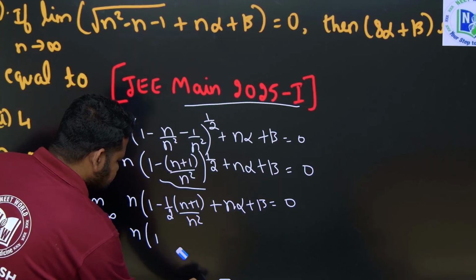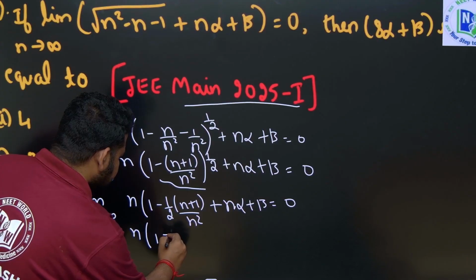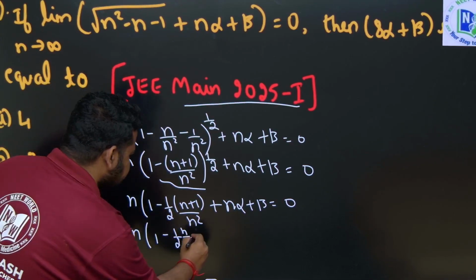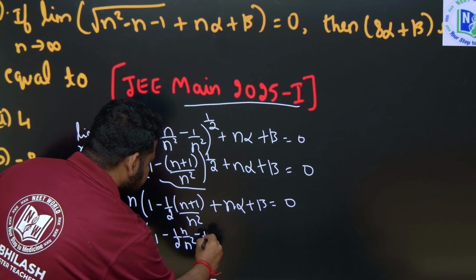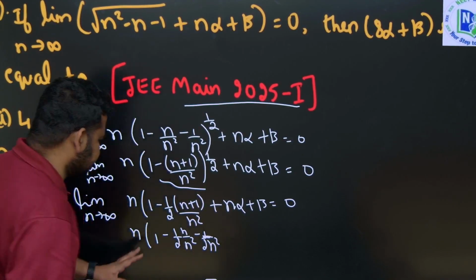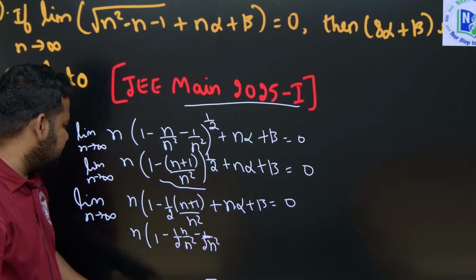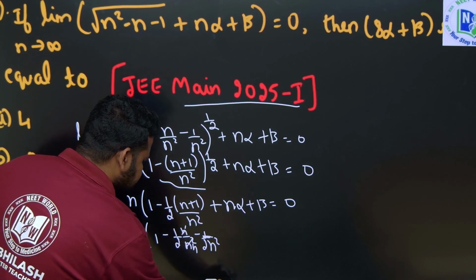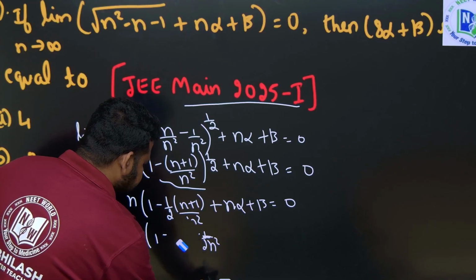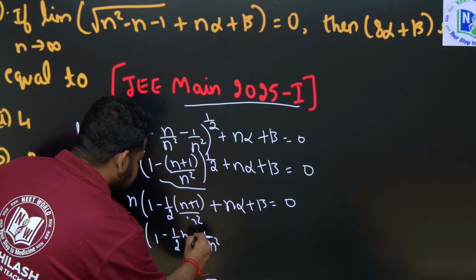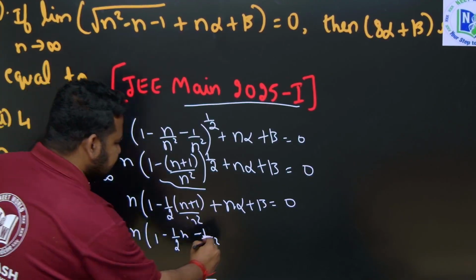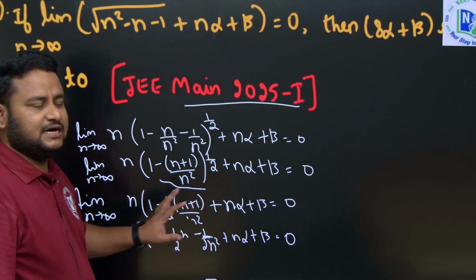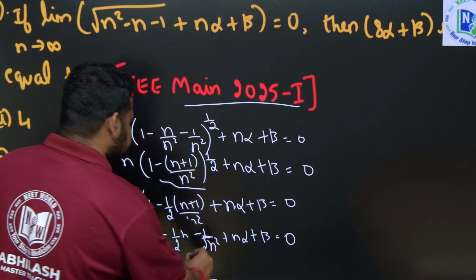See here, friends: 1 minus 1 by 2 n by n square, minus 1 by 2 n square. This n by n square is nothing but 1 by n, so this will become 1 by 2 n, minus 1 by 2 n square. Then plus n times alpha plus beta is equal to 0.